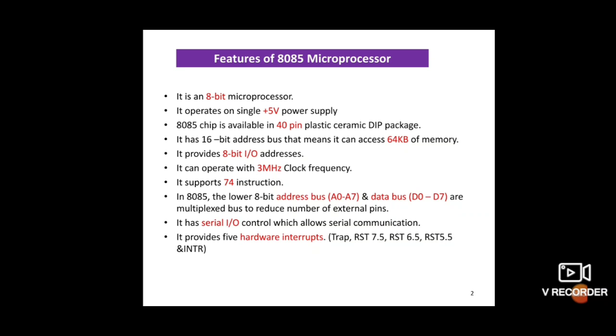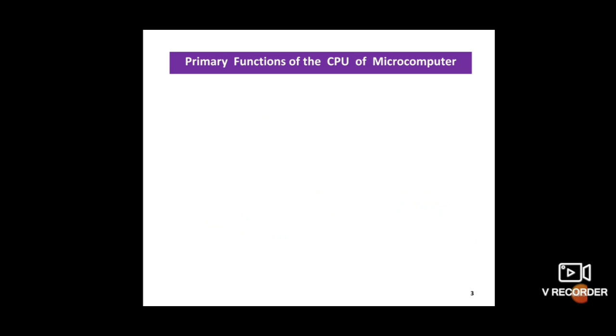Understand the features of the 8085 microprocessor? Now see next, the primary function of the CPU of a microcomputer. This question is many times asked for 3 marks in the board exam. Now see, the first function is to fetch, decode and execute the program instructions in the proper order.